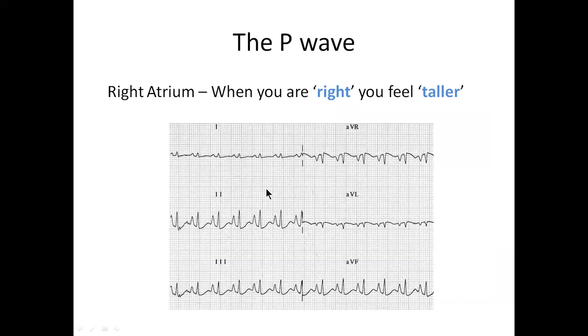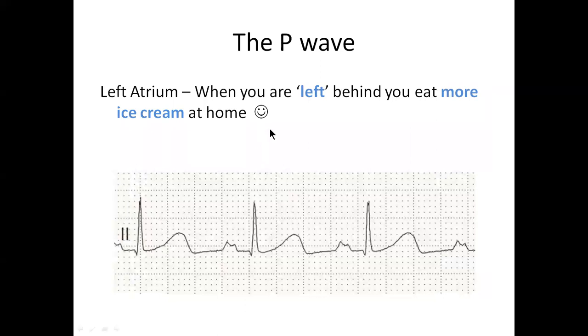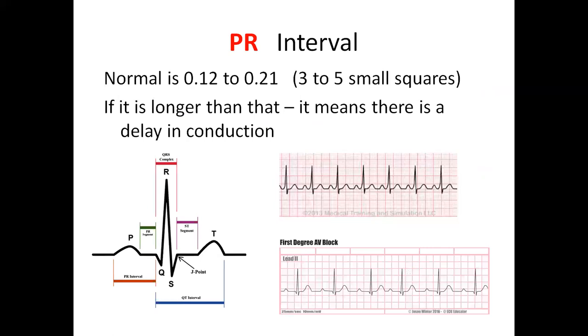And here is a real ECG. So you see this is lead 2, and this one is so tall, right? See that? So when you are right, you feel taller, or we could call it P pulmonale. This is a left atrial enlargement. So when you are left behind, you eat more ice cream and you become a little bit wider. So that's P mitrale.